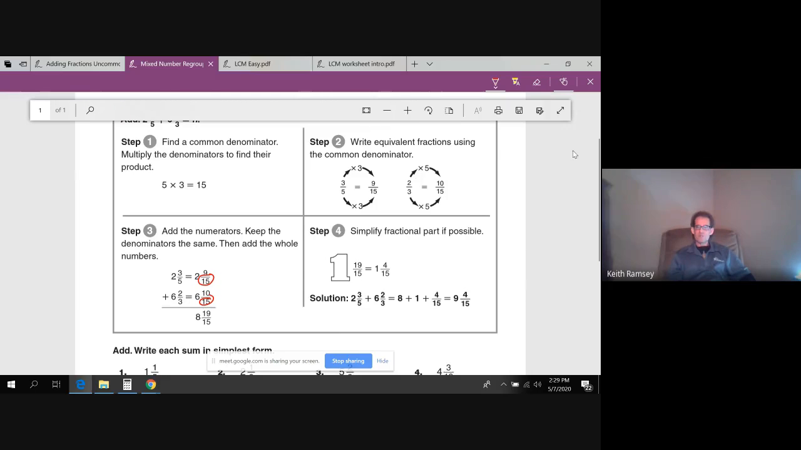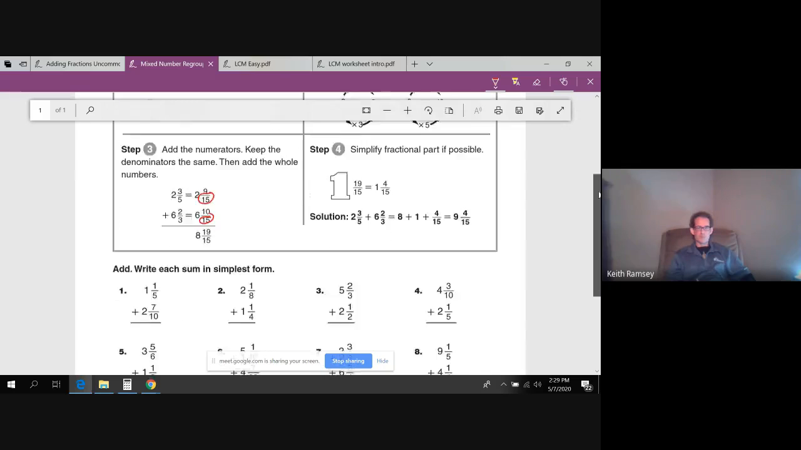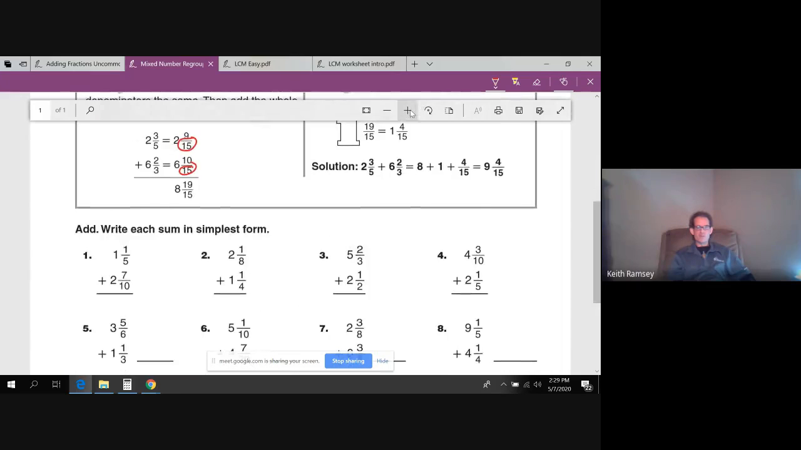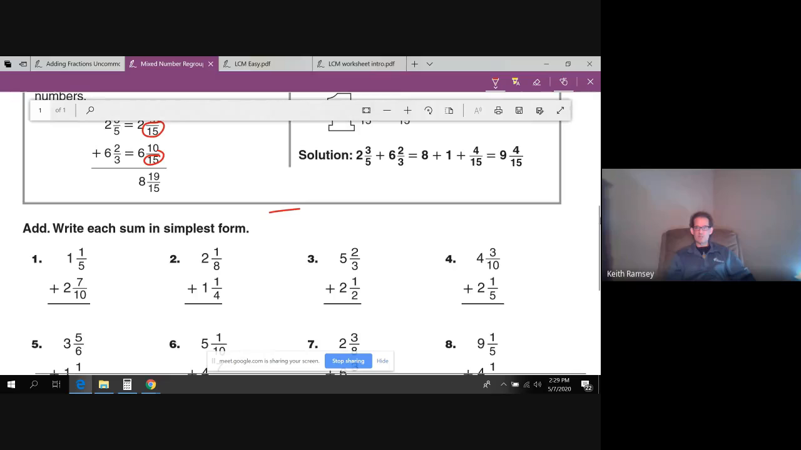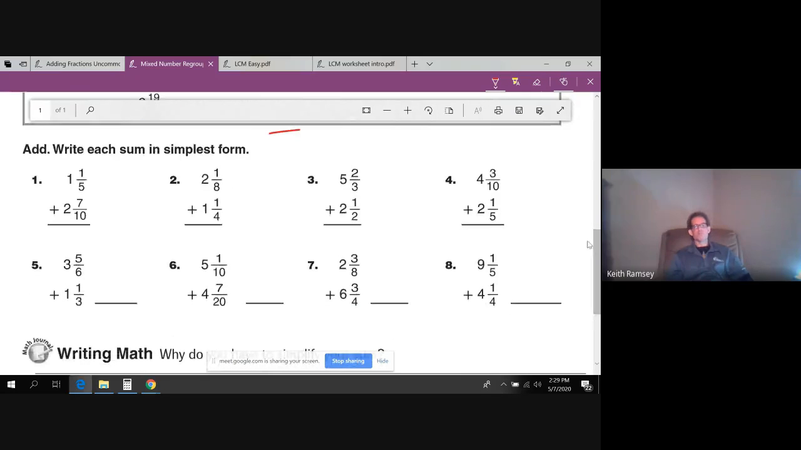All right. So let's take a look at some of these together. And I'm going to make this a little bit larger because I think it's kind of small. That should make it a little bit easier to read. Okay. So for number 1 here, I have the denominators 5 and 10. I know 5 is prime, but it is a factor of 10. So I'm going to keep 10. That's my least common multiple.